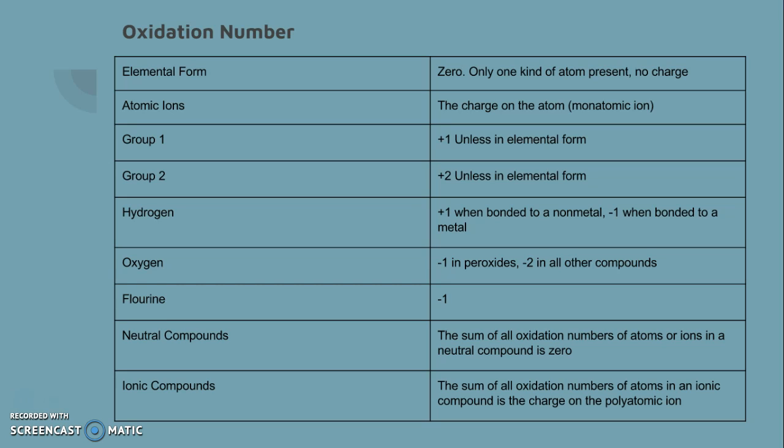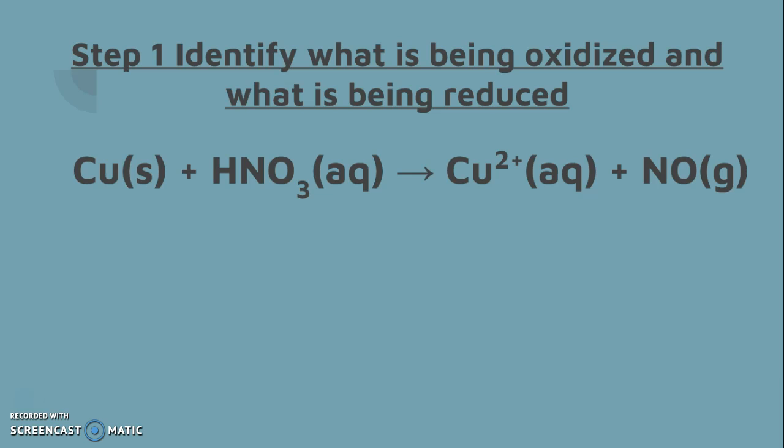For neutral compounds, the sum of the oxidation numbers is 0, and for ionic compounds, the sum of the oxidation numbers is the charge. Okay, so the first step is to identify what is being oxidized and what is being reduced. Copper has an oxidation state of 0, as it is in its elemental form.